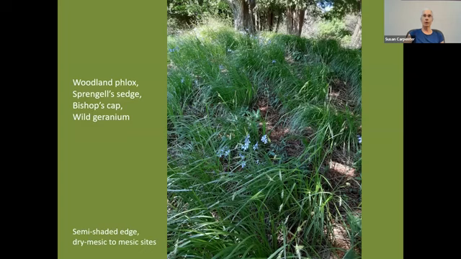And then, of course, we always have a little bit of shade or an area that's semi-shaded. Maybe it's shaded for most of the day, but has sun on part of the day. And this is such an area. So it's semi-shaded, it's an edge habitat. And I would characterize the soils there as being dry mesic to mesic, depending on where on the slope you are. But this is woodland phlox, Sprengel's sedge, an early blooming sedge which does very well in the shade, and bishop's cap, another one of the woodland plants, and wild geranium growing together in this composition.